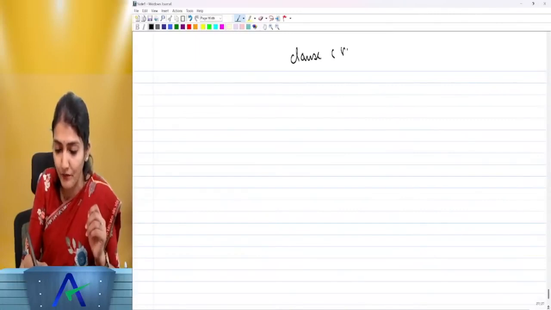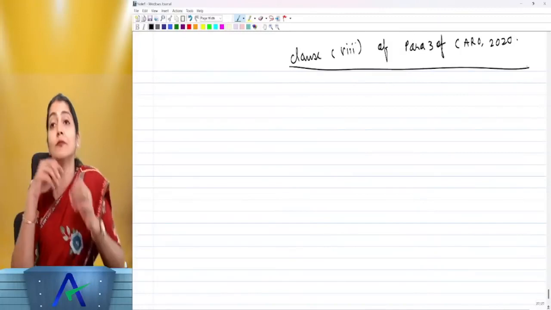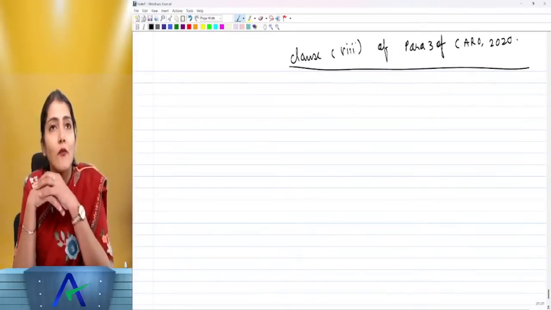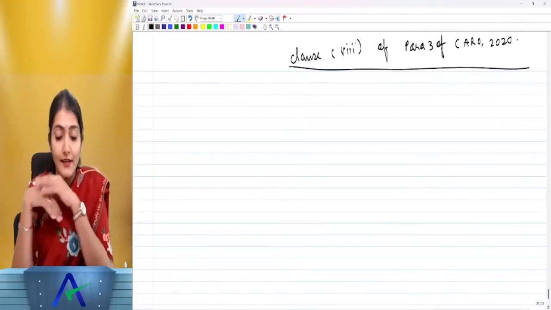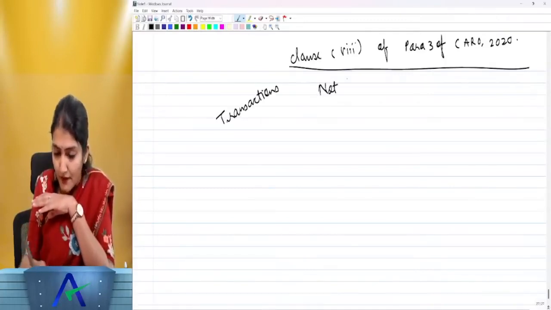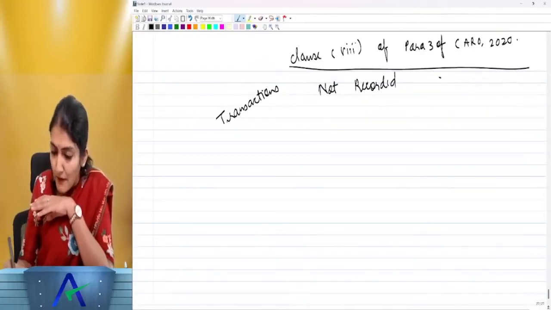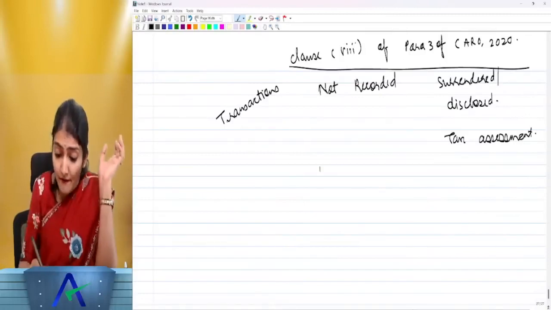What is clause 8 of CARO? Clause 8 of Para 3 of CARO 2020. Whether transactions which are not recorded in the books of account have now been surrendered or disclosed as income during the tax assessments under the income tax law. Then what does it say?